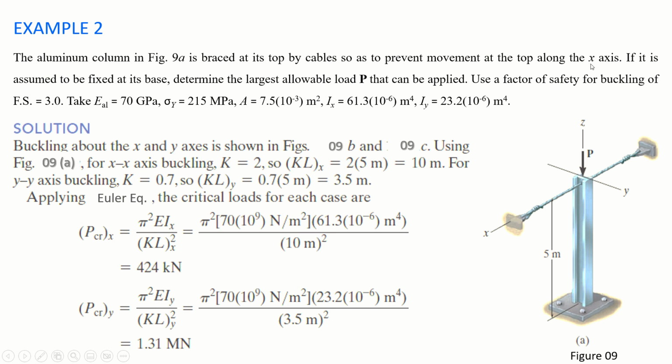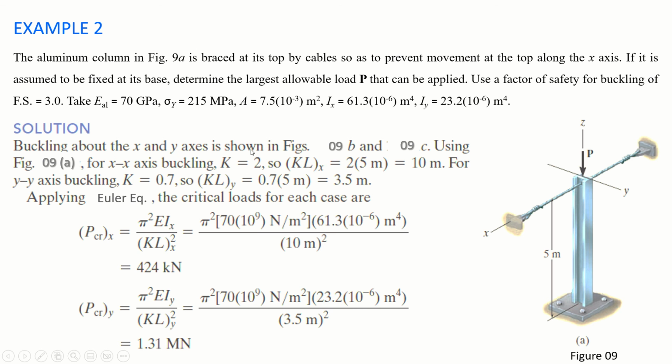At the top along the x-axis, it is assumed to be fixed at base and pinned in the x-axis at top. Determine the largest allowable P that can be applied. Since it cannot deflect in this shape, this direction governs and we have to keep this direction. Use a factor of safety for buckling of 3. Take E of aluminum as 70 gigapascal, yielding stress as 215 megapascal, area as this, Ix this, and Iy this.